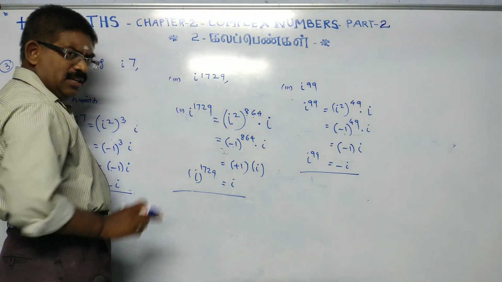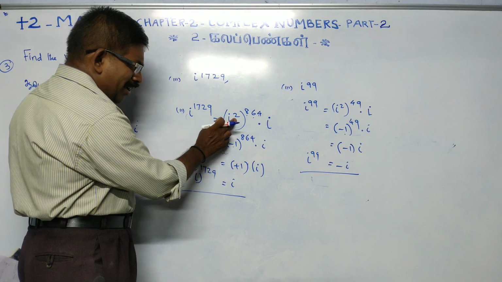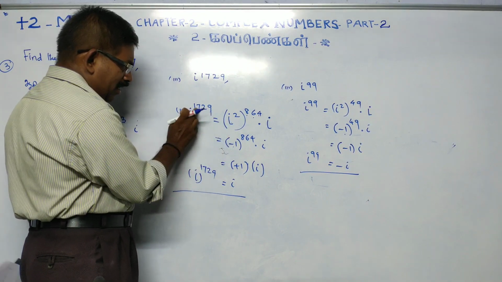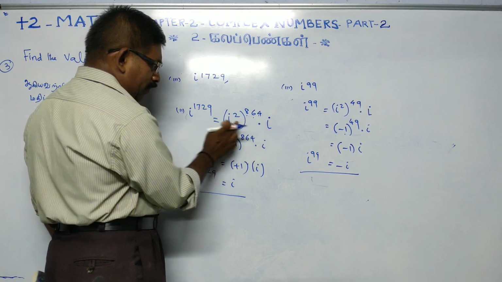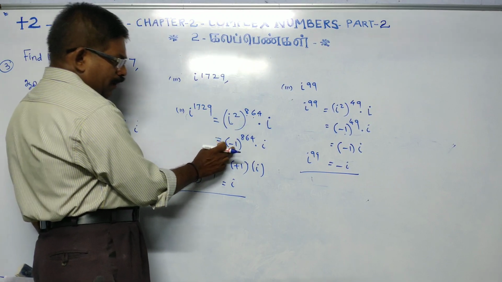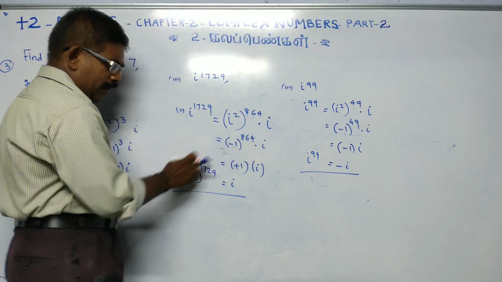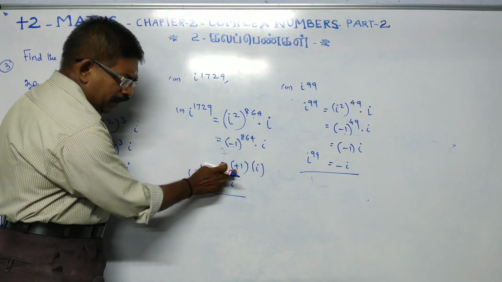How can we write i power 1729? Divide by 2. 8 times, 12, 6 times, and then 4 times, into i. This value is minus 1. Minus 1 power 864 into i. Minus 1 power an even number becomes positive.